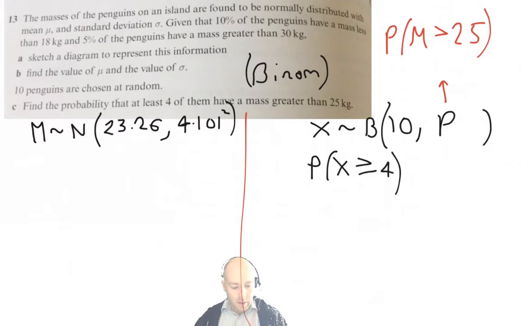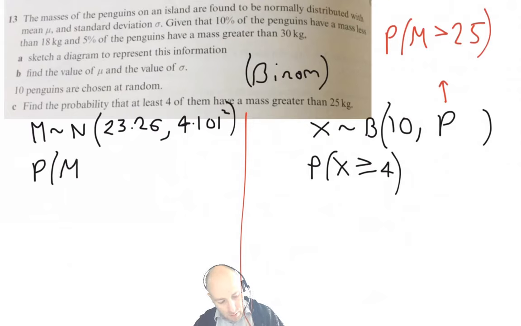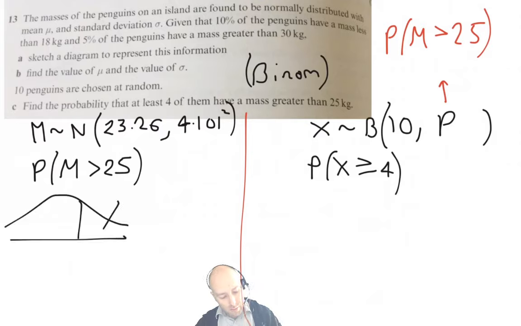Right, so how are we going to do that? If I write down, we want to try and find the probability that the mass is greater than 25. We don't need to code it or anything. We know the standard deviation and the mean now, so we're basically looking for this area, given that's 25, and given the mean is 23.26.